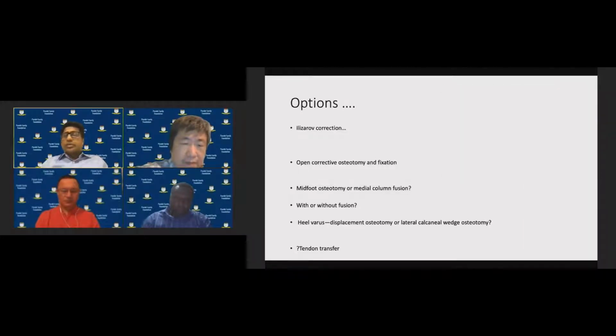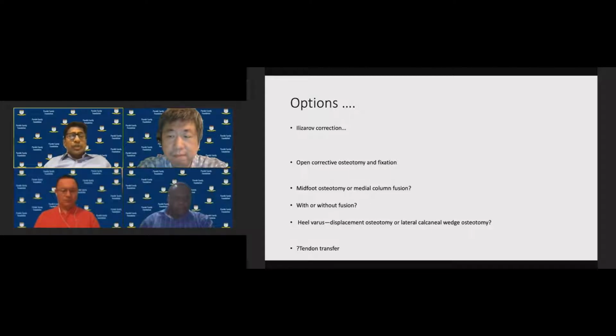So options, there is a possibility that it can be done by Ilizarov correction, in which I am not an expert. So I planned to do an open corrective osteotomy and fixation. The only question was where to start from, because it's a forefoot driven cavus foot, so I thought of doing the correction from distal to proximal. The only question is whether to do only a medial column fusion or an extended medial column fusion, because he had already some degenerative changes over the talonavicular joint. So the fusion was on the cards because of the degenerative changes.